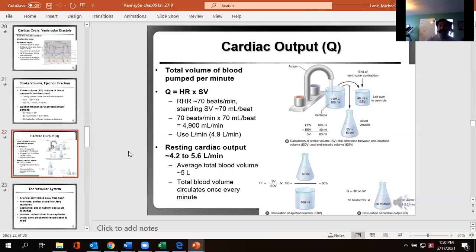But as we get into exercise, our cardiac output goes up because now we're demanding more blood flow to our muscles, because we need more oxygen to those areas and to remove those metabolic byproducts. So we're going to want to see an increase in that cardiac output as we go up further and further.